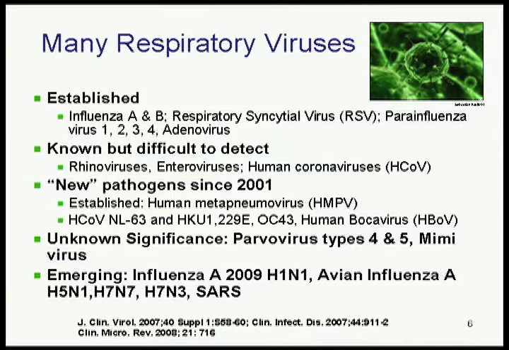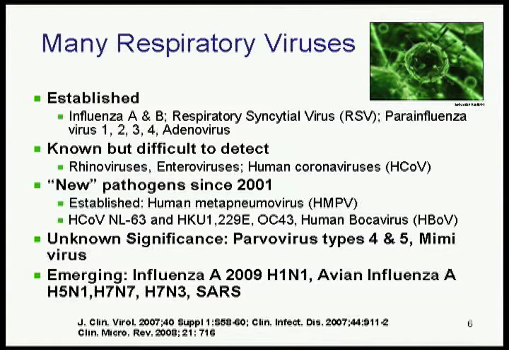There have been new pathogens that have been identified since 2001, such as human metapneumovirus, which is somewhat similar to RSV. Then we have several coronaviruses, as listed here on the slide. And then we have the human bocavirus as well, which is a new parvovirus that has also been identified as a cause of infection. Interestingly, with human bocavirus, what we have seen is that it likes to appear along with other viruses as co-infections, which can perhaps cause greater severity of disease.